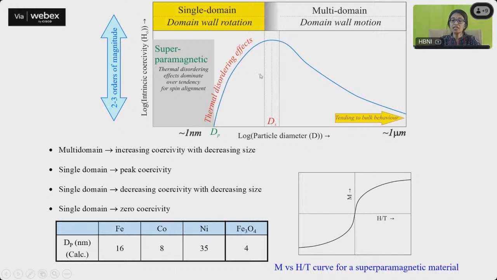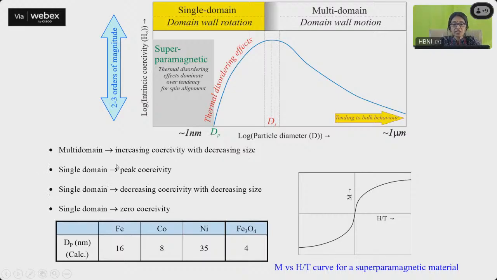You can see this domain wall rotation happening. And then if you bring it down even below this particular diameter, then the thermal disordering effects come into the picture. So again, your materials are going to get disordered, and the thermal disordering effect will dominate over the tendency for spin alignment, and ultimately you will see that this coercivity value is going to decrease.